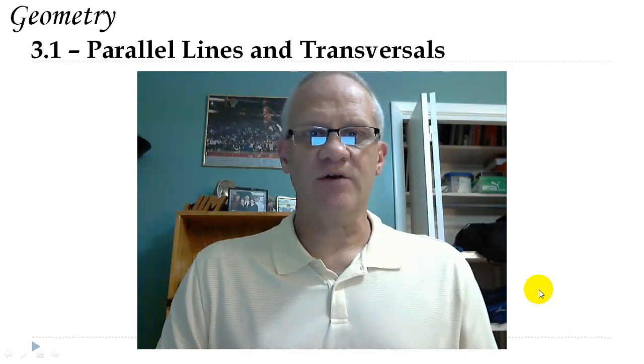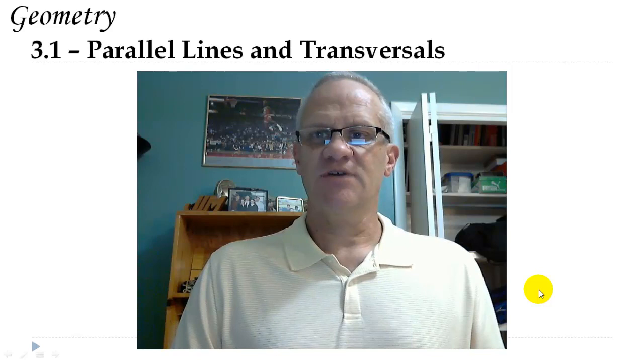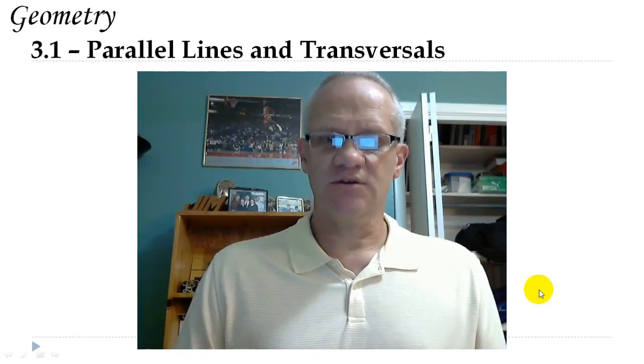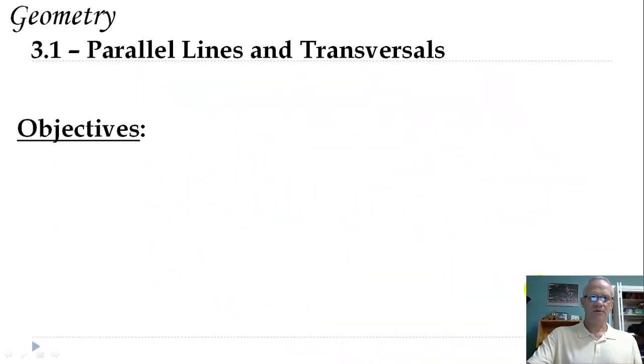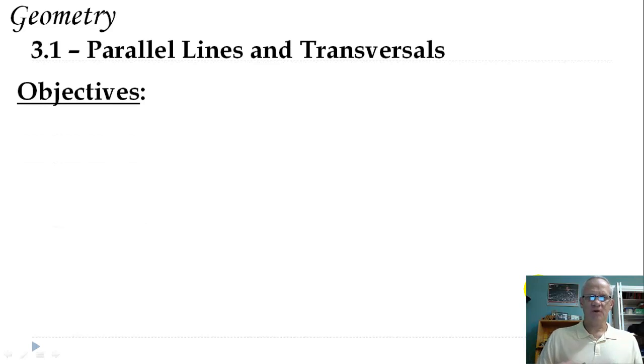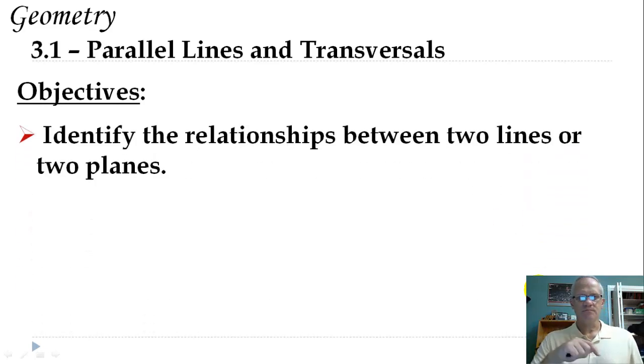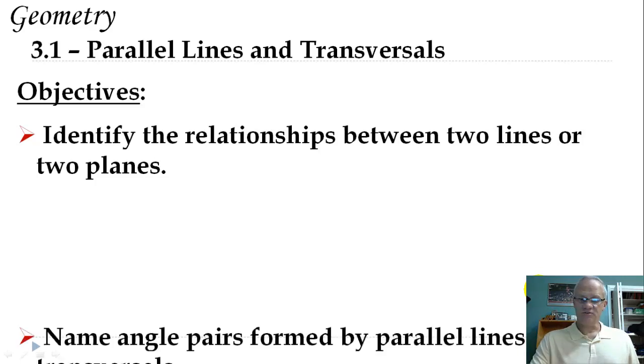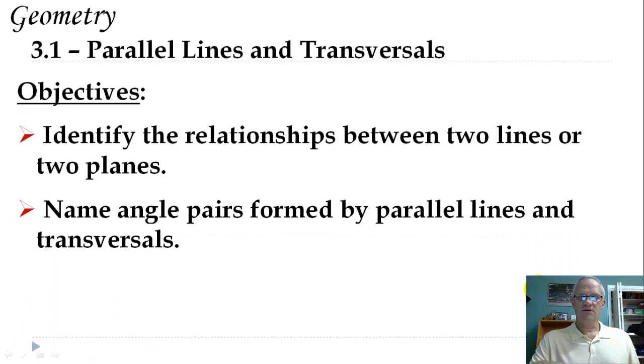So let's get started. All right, today we're going to talk about parallel lines and transversals. And I'll talk about that in a moment. First of all, our objectives. We want to identify the relationships between two lines or two planes. And secondly, we want to name angle pairs formed by parallel lines and transversals.